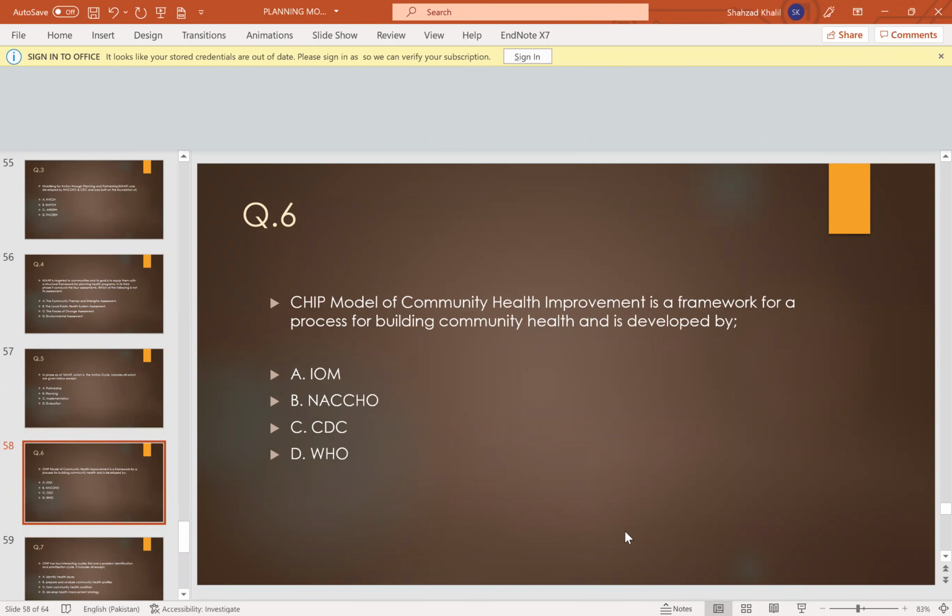Question number 6. The CHIP model of community health improvement is a framework for a process for building community health and was developed by IOM, NACCHO, CDC, and WHO. A. Yes, A is the correct answer. It is the Institute of Medicine. The Institute of Medicine is also an independent non-profit organization that works outside of government to provide unbiased and authoritative advice to decision makers and the public.